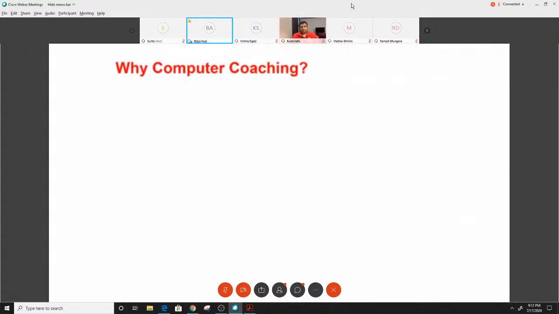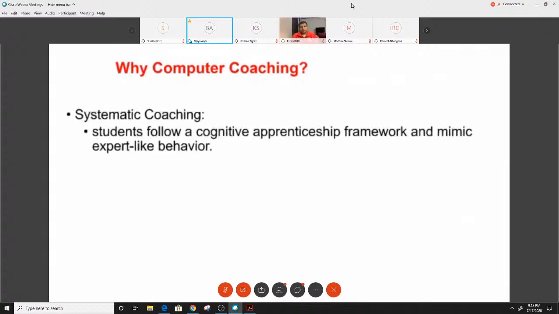The tool is, sometimes we may use computers in coaching. Yes, computers have some limitations. However, when there are no people helping students, the computer should be there to help them. That is why we should use computer coaching. And why should we care about this? Because it will provide systematic coaching.